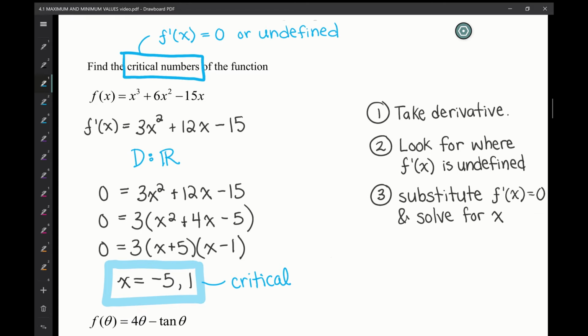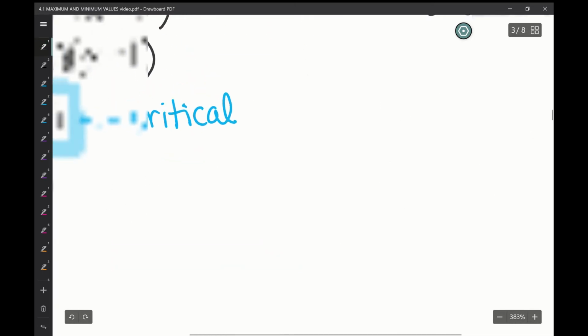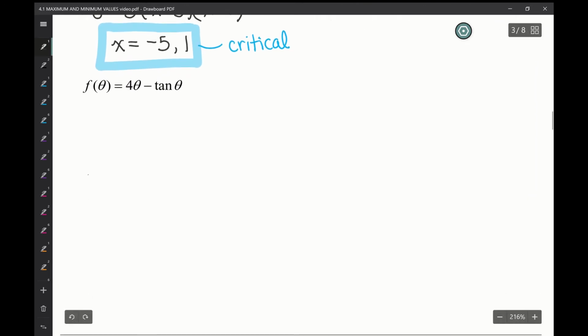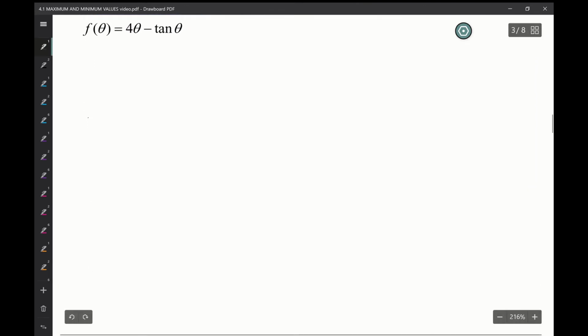Let's take a look at this next function. So we have f of theta is equal to 4 theta minus tangent theta. First step is to take the derivative. So we have that f prime of theta is equal to the derivative of 4 theta is 4, and the derivative of tangent theta is secant squared theta.